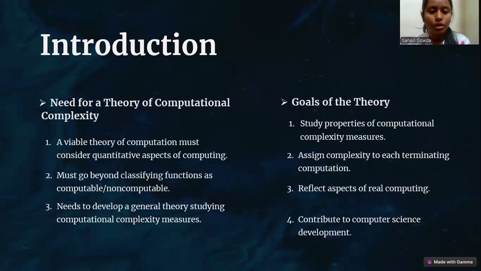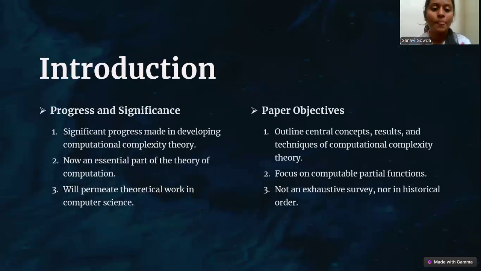Need for a theory of computational complexity. A valuable theory of computation must consider the quantitative aspects of computing. It must go beyond classifying functions as computable or non-computable. It needs to develop a general theory studying computational complexity measures. The goal of this theory is to study the properties of computational complexity measures, to assign a complexity to each terminating computation, to reflect the aspects of real computing, and to contribute to computer science development.